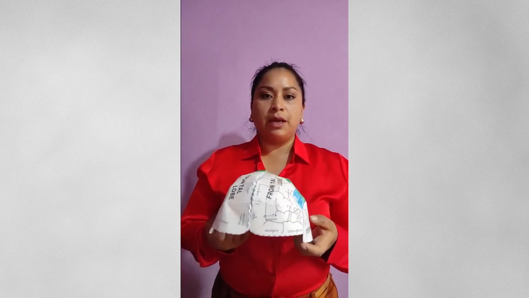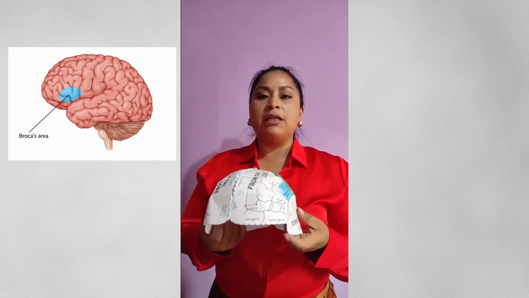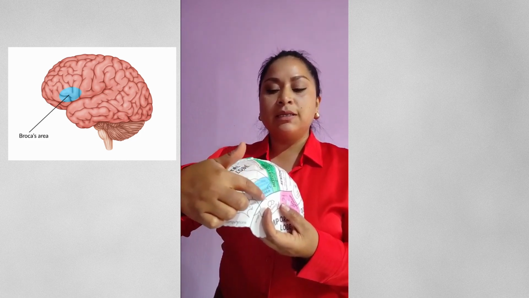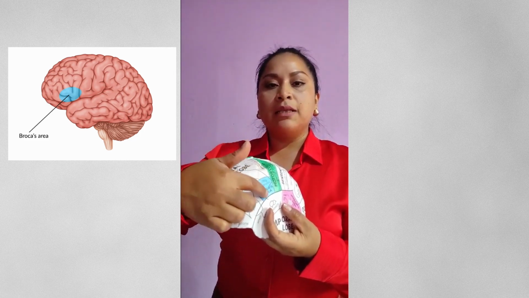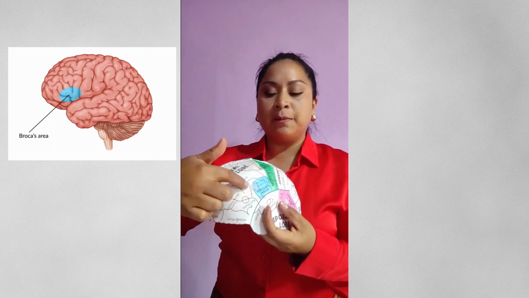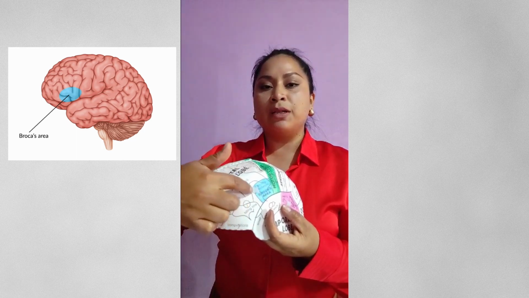Here we have the right hemisphere and the left hemisphere. I'm going to start with Broca's area. Broca's area is located in the left hemisphere in the frontal lobe. I have here in color blue, this is Broca's area. This area is an important area in language because here we produce the sounds. We control the movements to produce the sounds of the words.